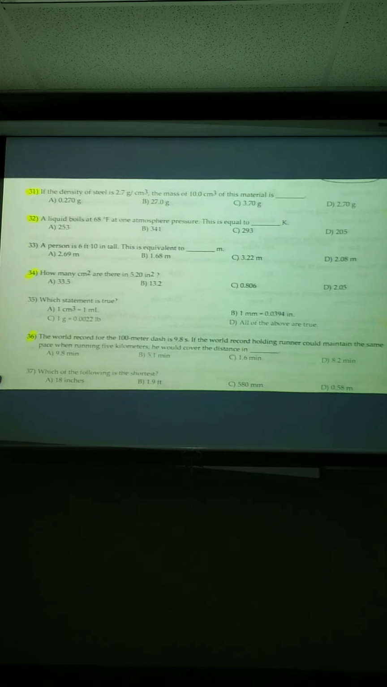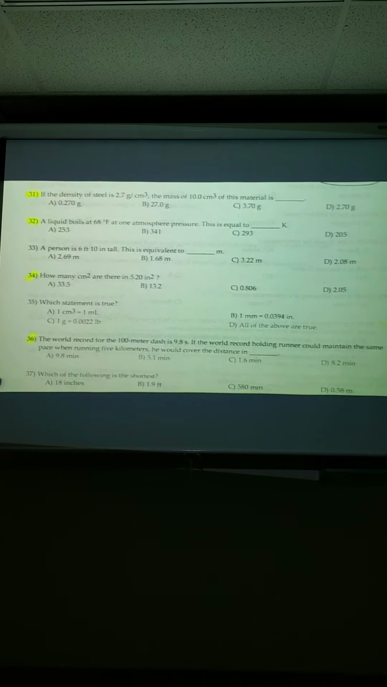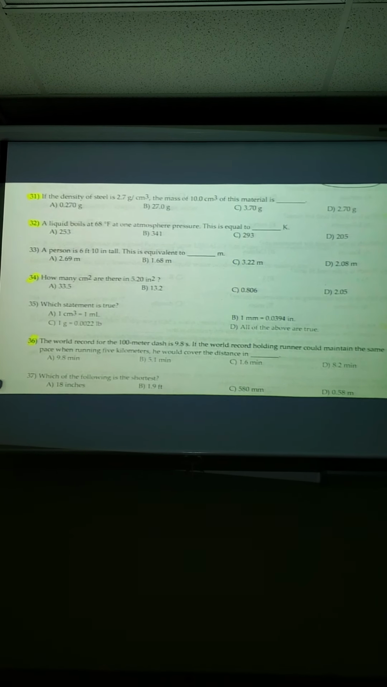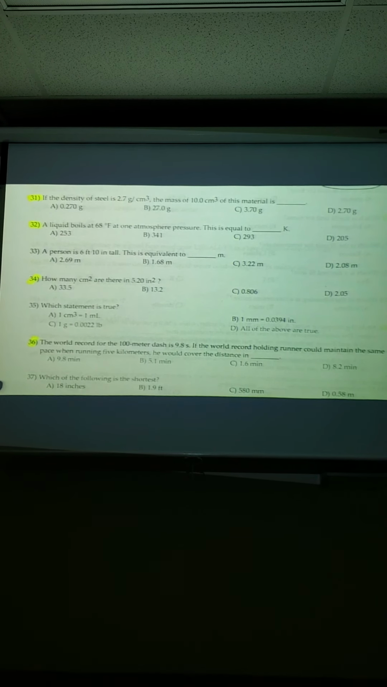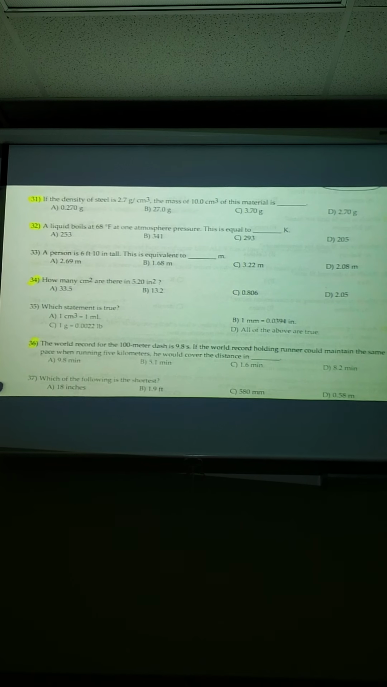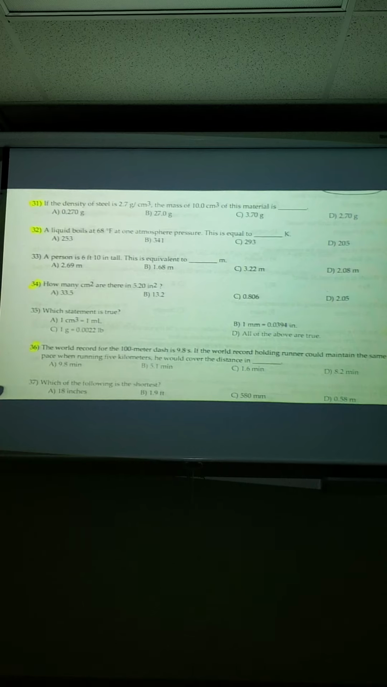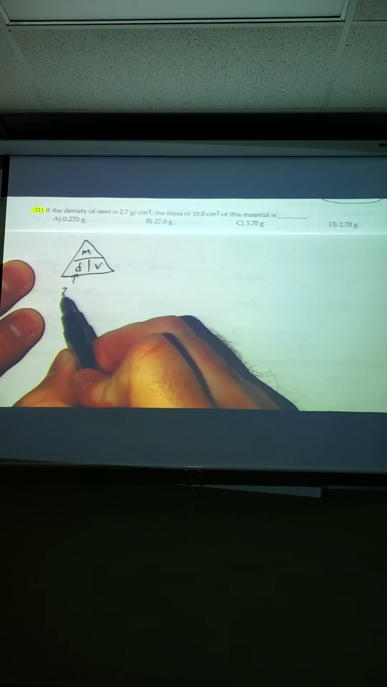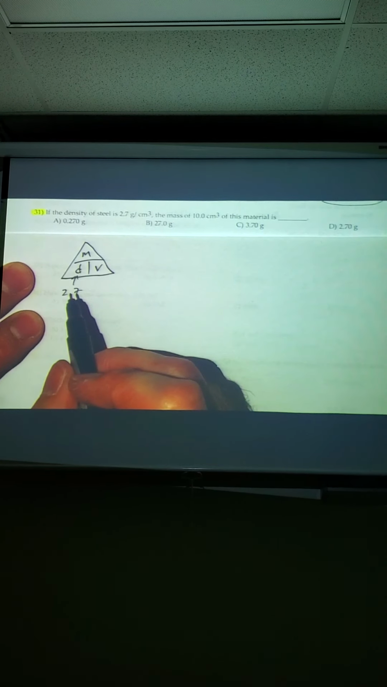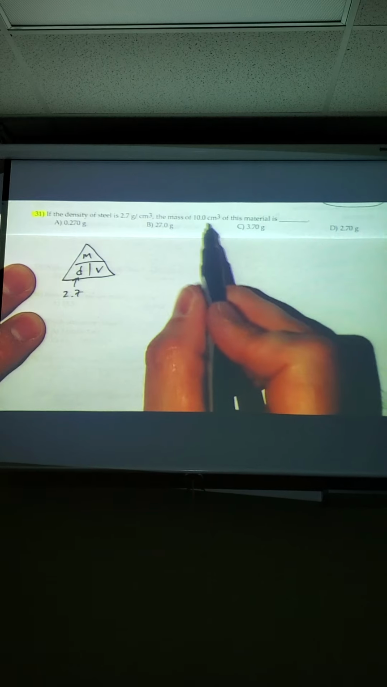So 31. 31 says the density of steel is 2.7 grams per centimeter cubed. The mass is 10 centimeters cubed. What is the mass? So remember, density is a triangle. This is one of our several triangles. Density is mass over volume. We have density, that's 2.7, and we have volume, which is that 10.0 centimeters cubed.